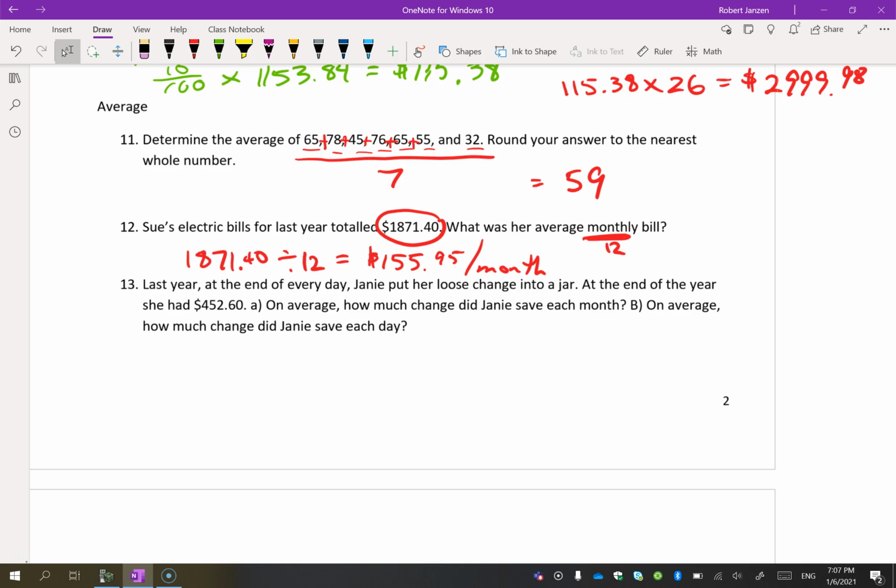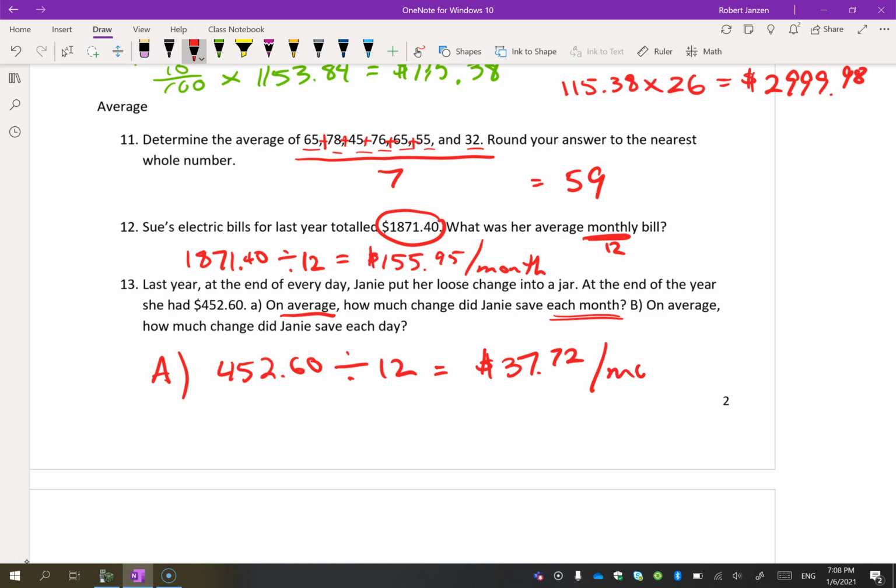Next one, last year, at the end of every day, Janie put her loose change into a jar. At the end of the year, she had $452.60. On average, how much change did she save each month? Okay, so A. If she saved this much in a year, and there are 12 months in the year, that means she saved $37.72 per month. That's the average. Doesn't mean that's what she actually did save, but that's what she saved per month on average.